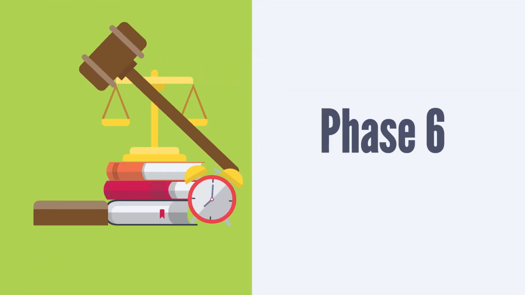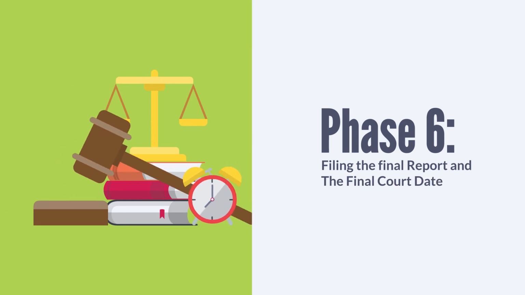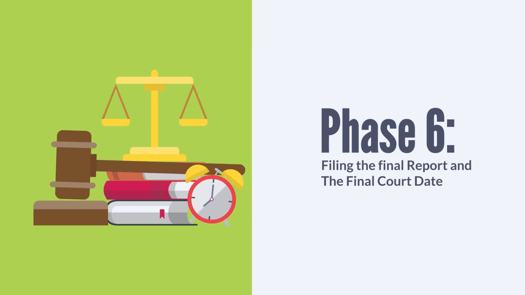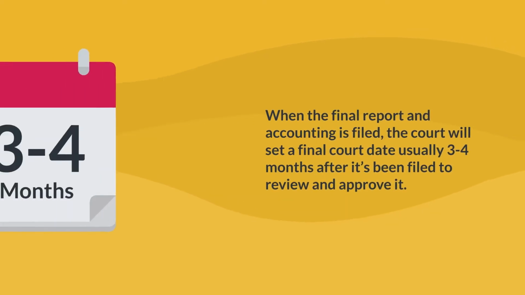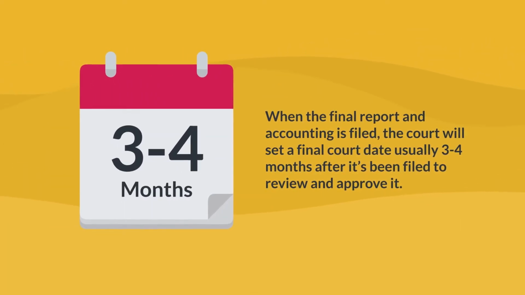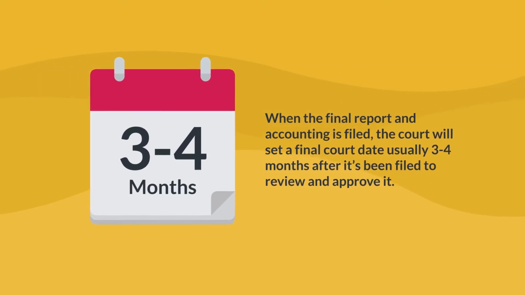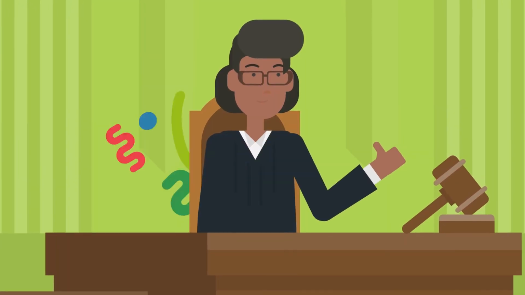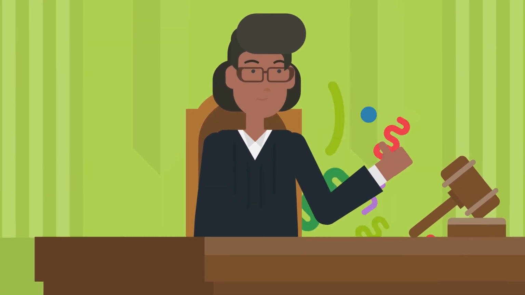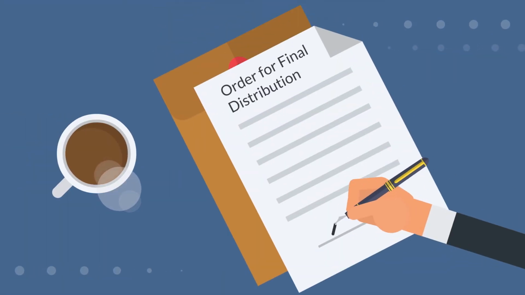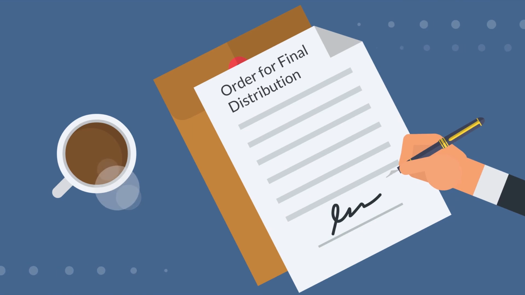Phase 6, filing the final report and the final court date. Phase 6 usually takes 3 to 4 months. When the final report and accounting is filed, the court will set a final court date usually 3 to 4 months after it's been filed to review and approve it. Assuming there's no objection or procedural issues, the court will approve the accounting and sign an order for final distribution on or shortly after the final court date.